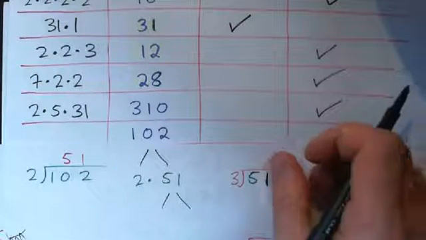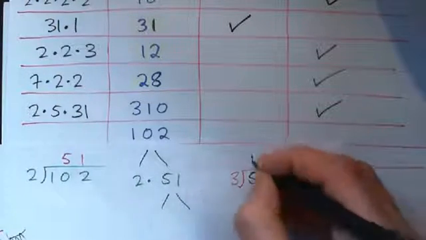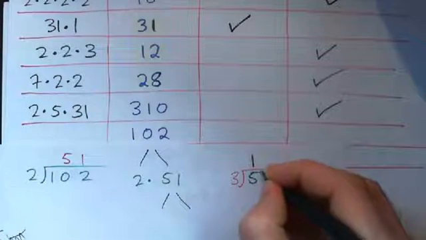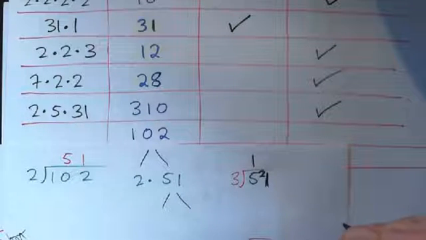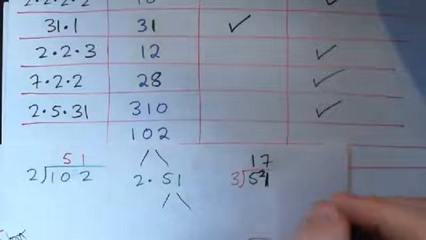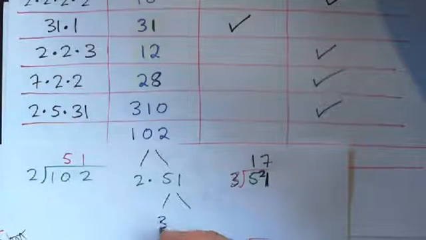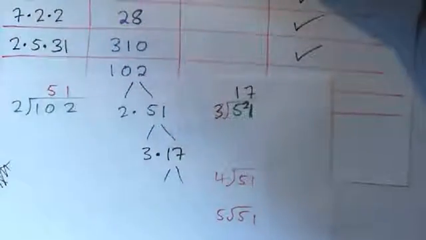3 into 5 goes 1 time, remainder 2. What's 3 into 21 now? 3 into 21? Isn't that 7? Yep. So 51 is 3 times 17. And can we split 17 up into anything? See if you can split up 17. Is that going to work?